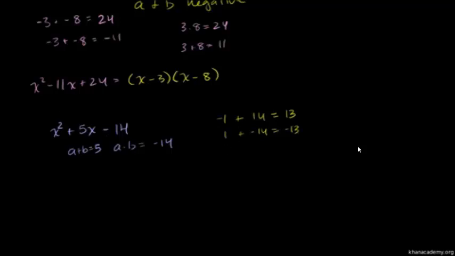Now what about 2 and 7? If I do negative 2 plus 7, that is equal to 5. We're done. That worked. I mean, we could have tried 2 plus negative 7, but that would be equal to negative 5. So that wouldn't have worked. But negative 2 plus 7 works. And negative 2 times 7 is negative 14. So there we have it. We know it's x minus 2 times x plus 7. That's pretty neat. Negative 2 times 7 is negative 14. Negative 2 plus 7 is positive 5.